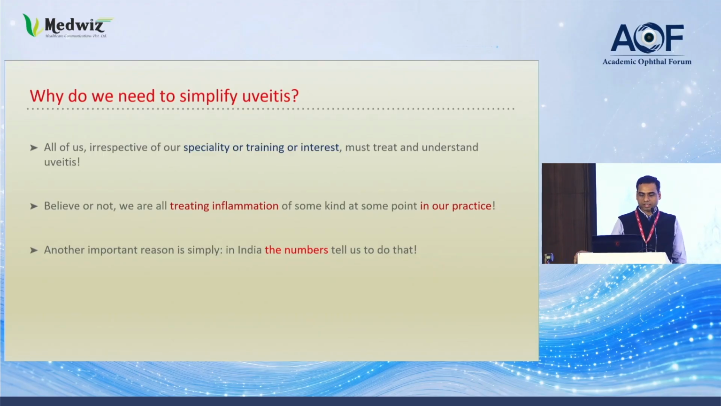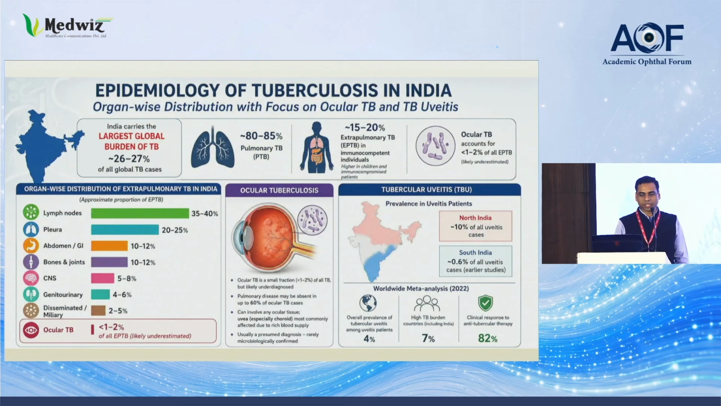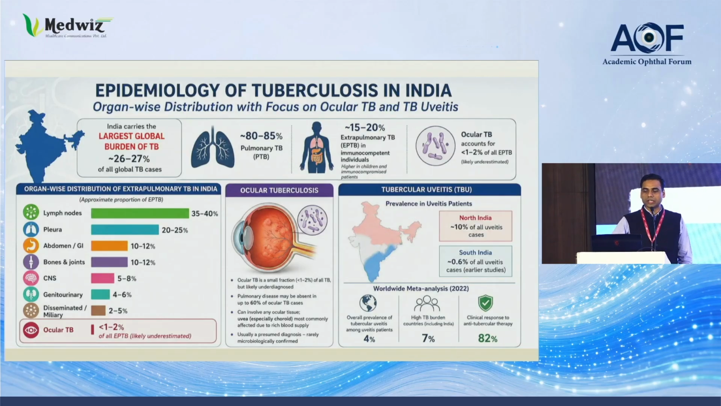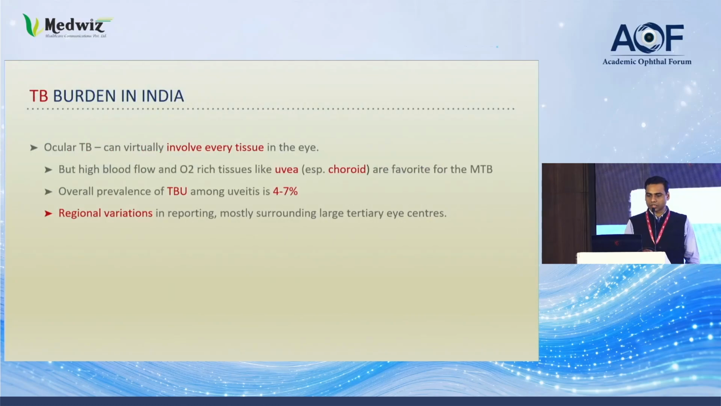Another very important reason is simply that in India, the numbers tell us to do that. India carries one of the largest global burdens of tuberculosis, which is about 1 in every 4 patients, of which 85% is pulmonary, about 15 to 20% is extrapulmonary, and of that extrapulmonary, less than 1 to 2% is ocular tuberculosis, which is underestimated, underreported, and underdiagnosed. If you see the organ involvement, the eye features the lowest in the chart among other organs.